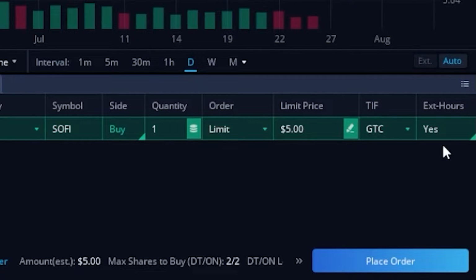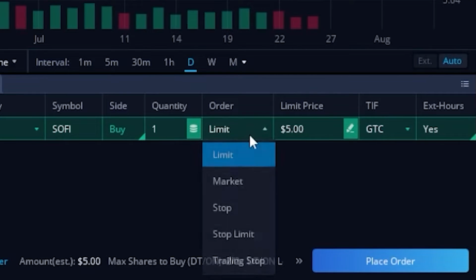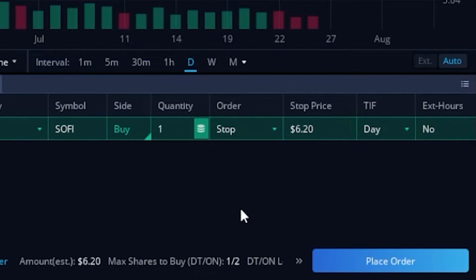Next up here, you guys do have the ability to flip it over from a limit order to a stop order. Now, these stop orders can be used to either exit out of a current position before you lose too much money, so basically like to protect your position, or it could also be used to enter a brand new position if you see a potential breakout.